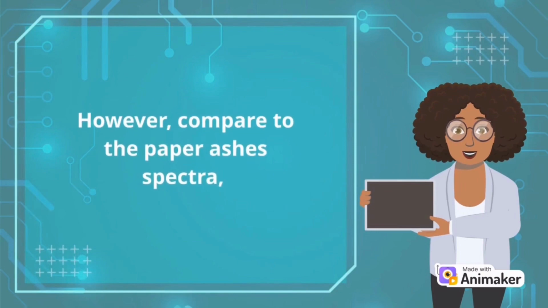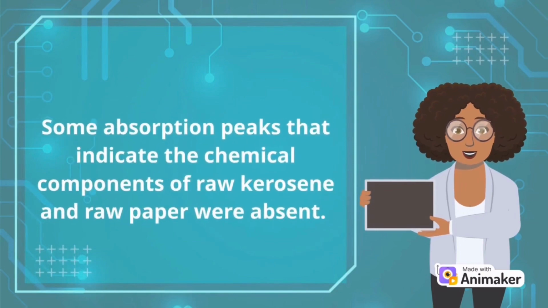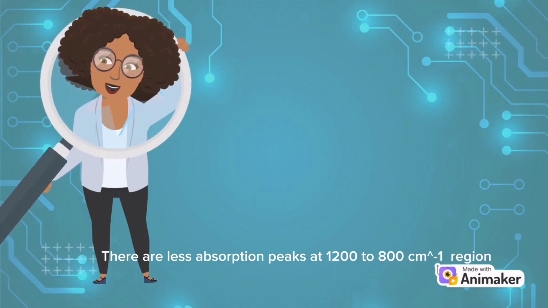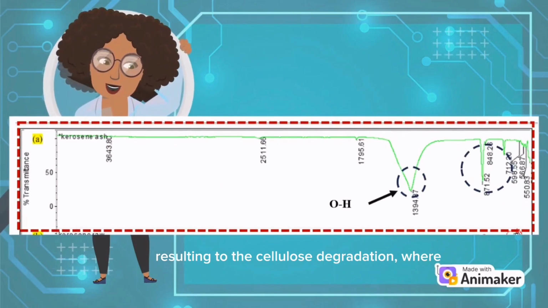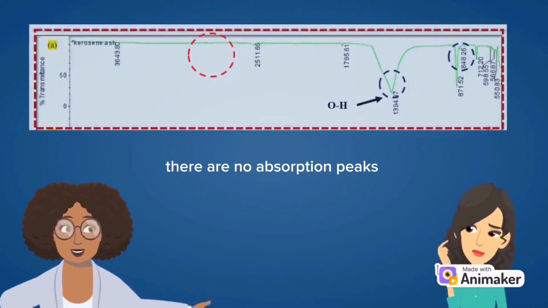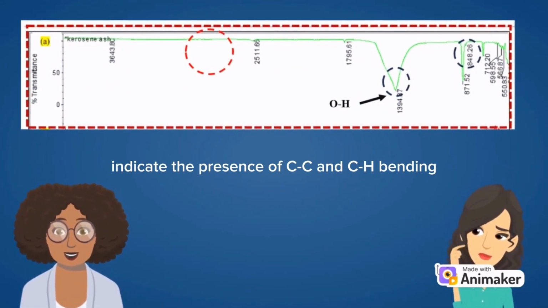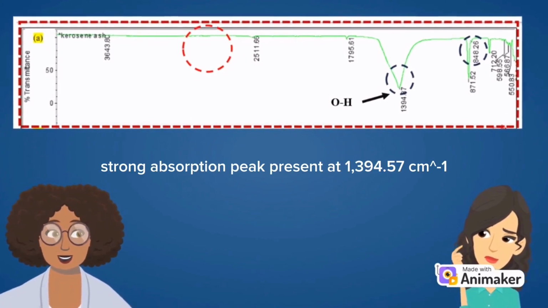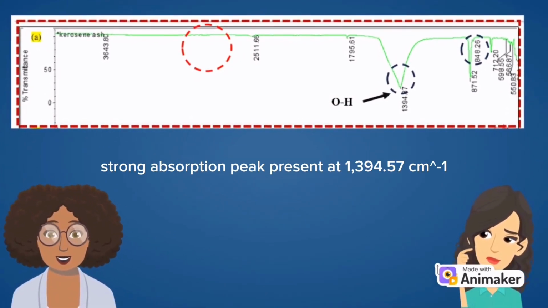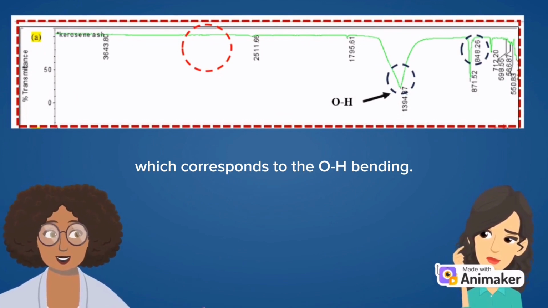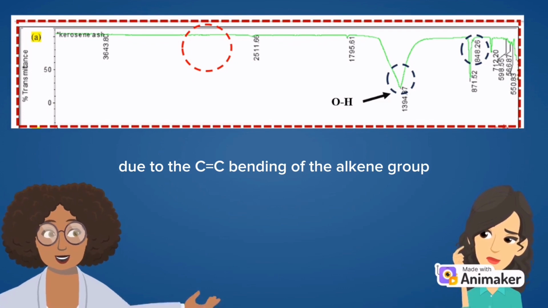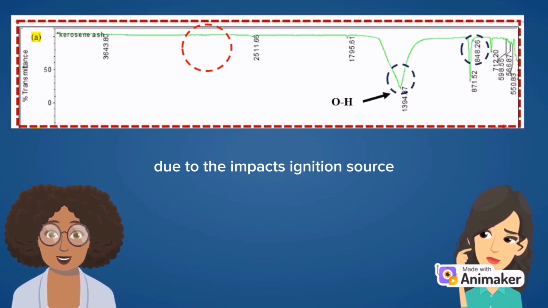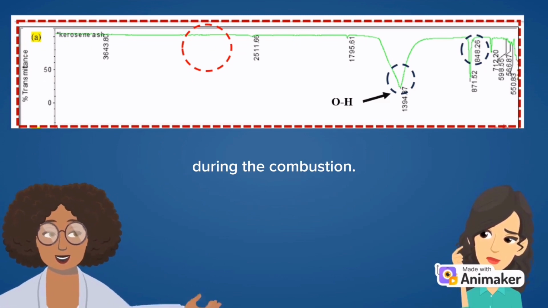However, compared to the paper ashes spectra, some absorption peaks that indicate the chemical components of raw kerosene and raw paper are absent. There are fewer absorption peaks at the 1200 cm-1 to 800 cm-1 regions, resulting from cellulose degradation, where the C-O-C stretching was absent due to heat decomposition. Furthermore, there are no absorption peaks indicating the presence of C-C and C-H bonding, while there are new strong absorption peaks at 1394.87 cm-1, which corresponds to O-H bonding. There is also a new peak at 871.52 cm-1 due to the C=C bending of alkene groups. Due to the impact of the ignition source, paper components evaporated during combustion.